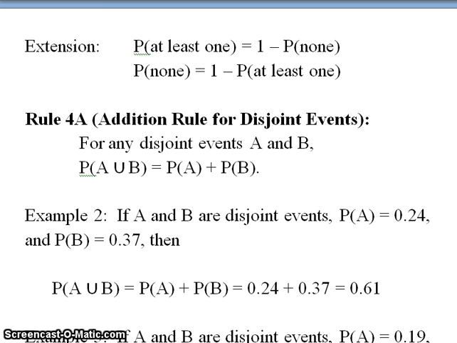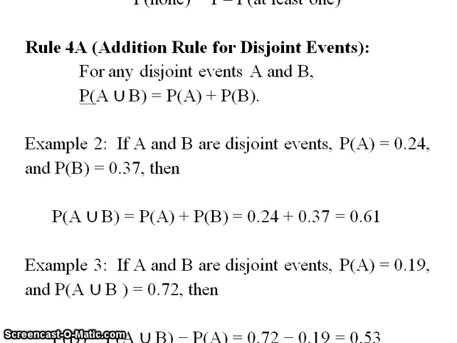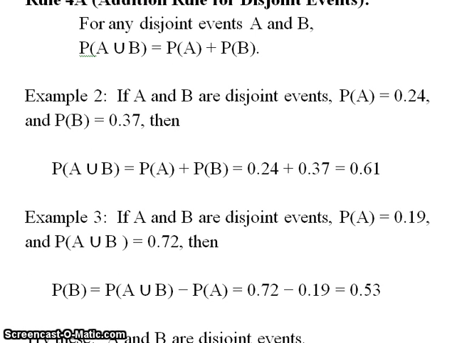Now here's an example. If A and B are disjoint events, the probability of A is 0.24 and the probability of B is 0.37, then the probability of A or B is just the sum of those probabilities, 0.24 plus 0.37, which is 0.61. If A and B are disjoint and the probability of A is 0.19 and the probability of A or B is 0.72, we can find the probability of B by subtracting the probability of A or B minus the probability of A, which is 0.72 minus 0.19, or 0.53 in this case.